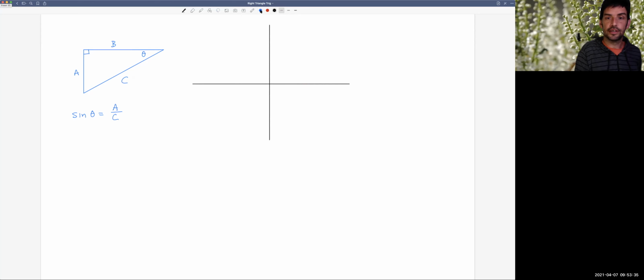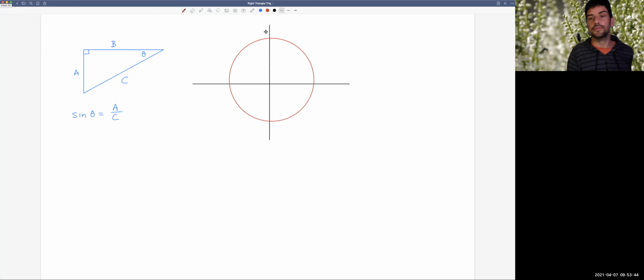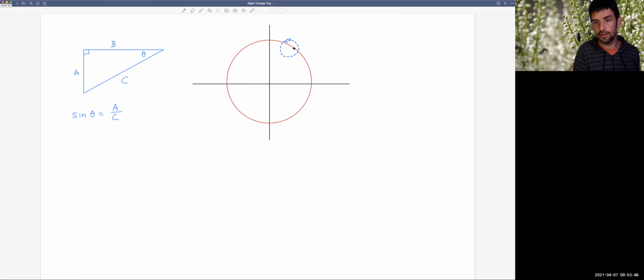All right, so let's get a circle in here. That looks more or less centered, I think, maybe there. Okay, so here's our unit circle.